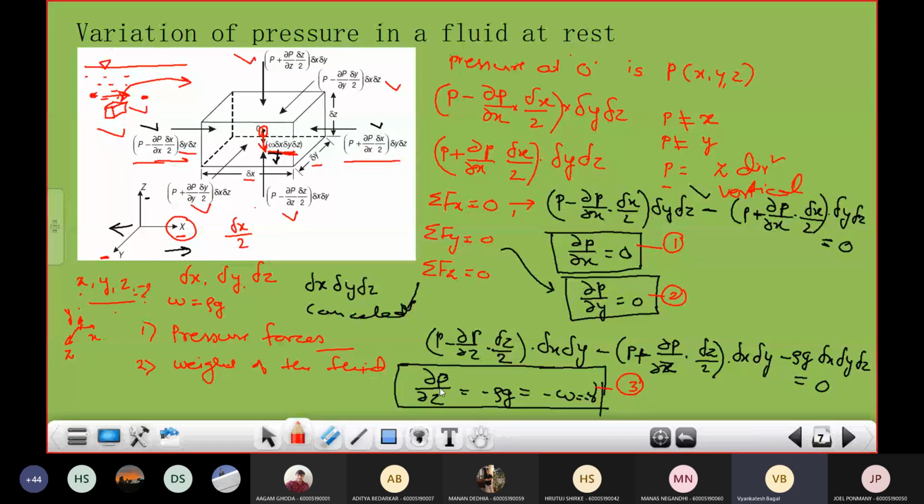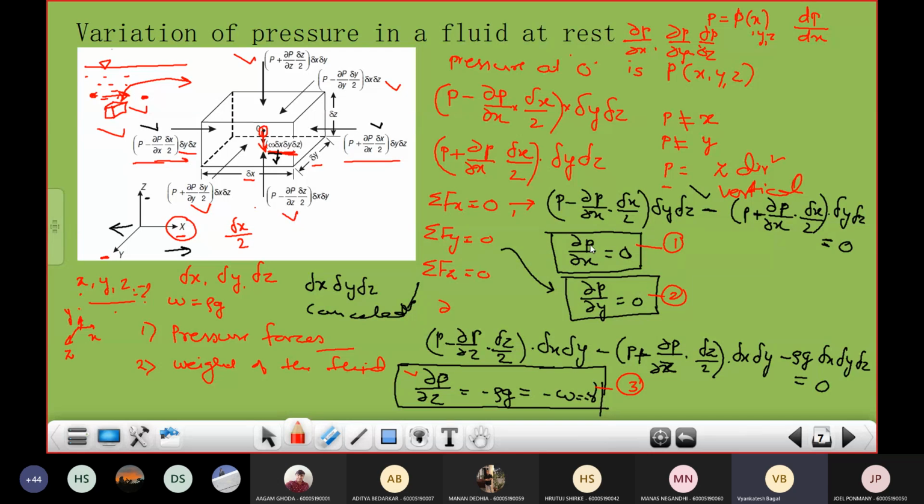So if that is the case, instead of writing this dou P by dou Z, why are we writing the partial derivative? What is the difference between partial derivative and total derivative? See, if pressure is a function of x alone, then I am going to write dP by dx. But if pressure is also a function of y and z along with x, then it partially depends on x, y and z. Getting me or not? Partially depends on all three, x, y and z.